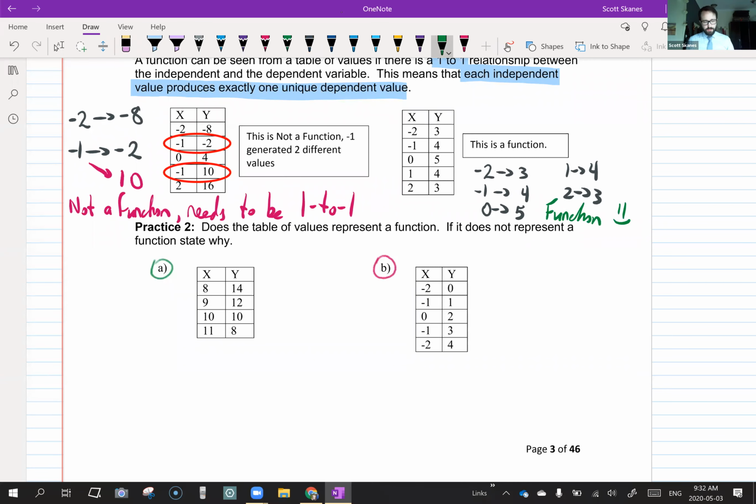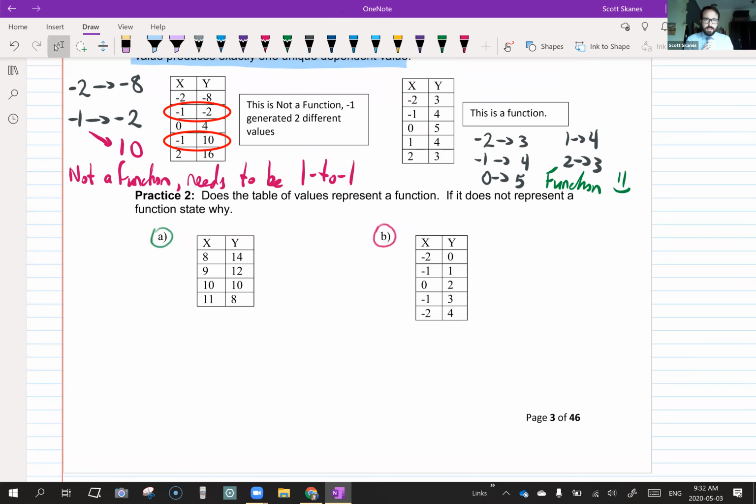Okay, these should be very fast, okay? Just look at the table in practice 2A, this table here, and tell me, is it a function or not? Does it represent a function, yes or no? Remember, you're looking to see if there's any duplicate ones. You're saying yes? I would agree with you. Do you have any explanation?